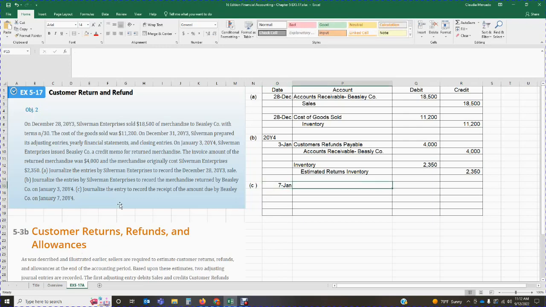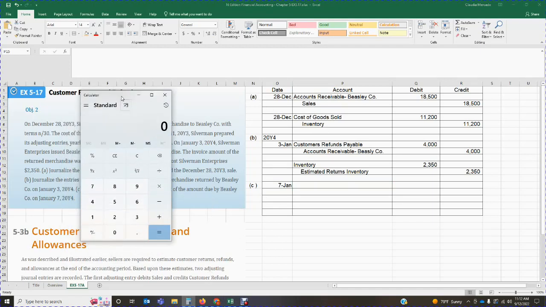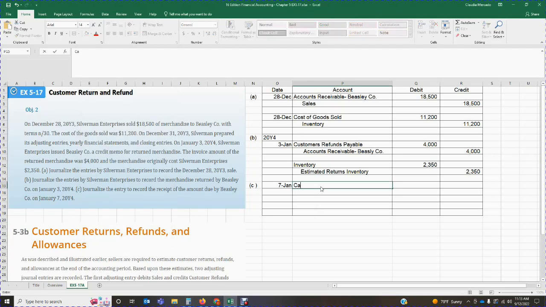It says journalize the entry to record the receipt of the amount due by Bisley. So let's look at what happened with Bisley. Bisley purchased $18,500 of goods. Then Bisley returned $4,000. So that means Bisley owes us $14,500. And if Bisley is paying, what are we receiving? We are receiving cash of $14,500. Because Bisley is paying the balance due, now we're going to clear the receivable.